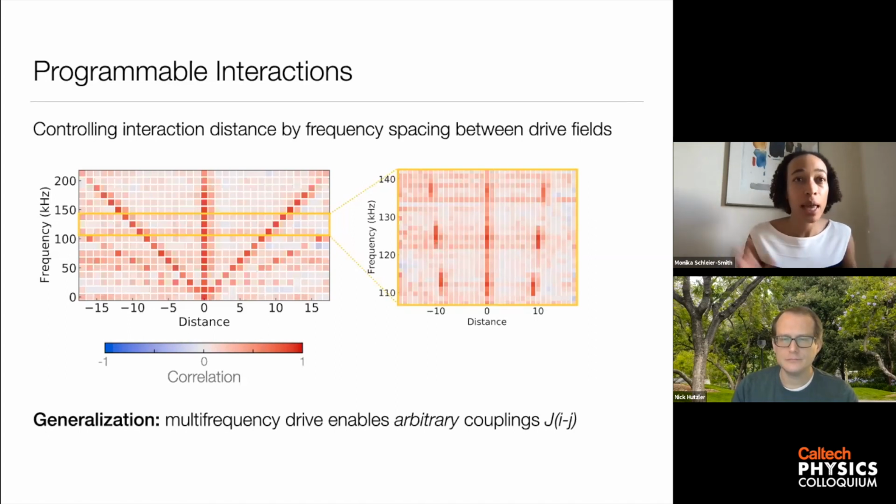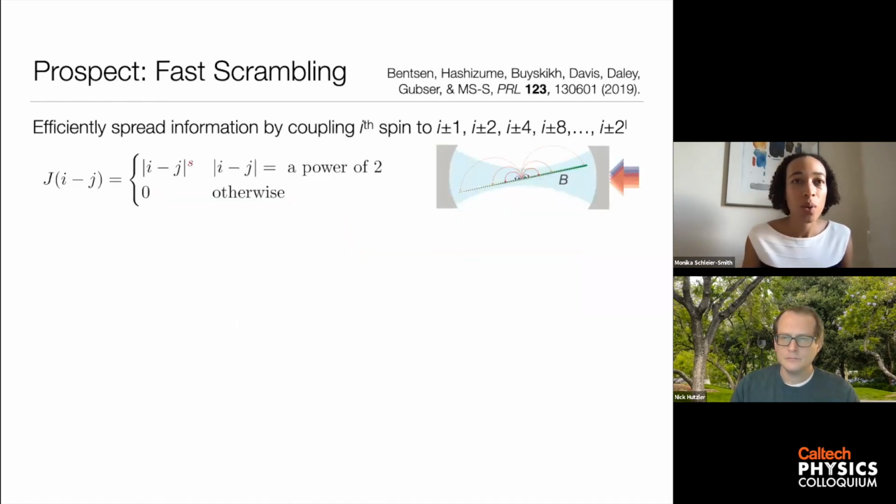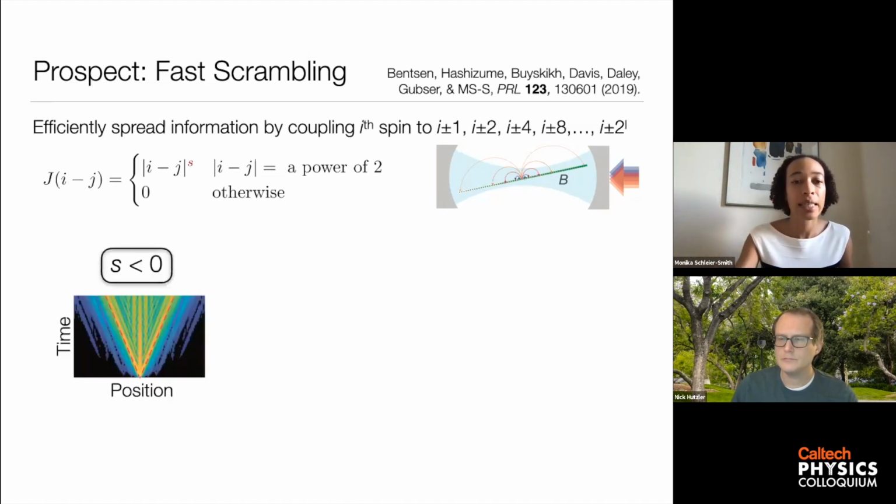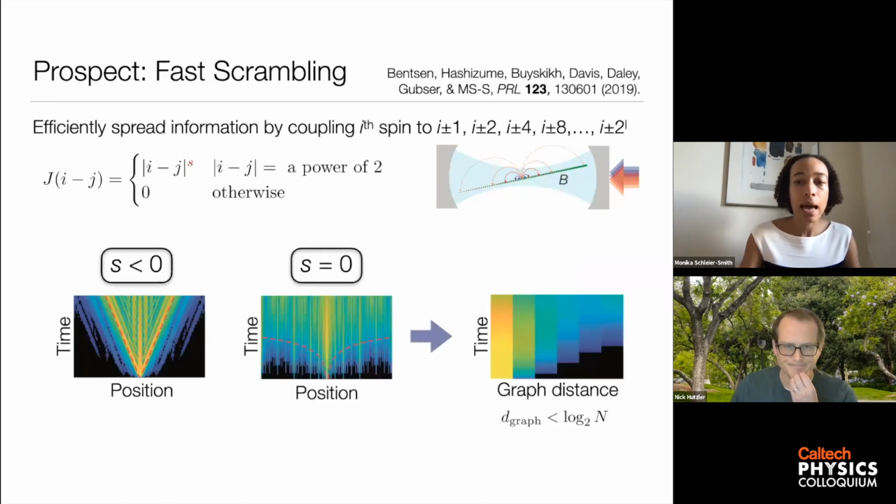In principle, this generalizes, right? If I have multiple drive frequencies, I can have arbitrary couplings versus distance. One of the contexts where we're dreaming of applying this is building models where you can very efficiently scramble information. For example, if you had couplings at even just a few distances that are, let's say, all powers of 2, then in a number of hops that's logarithmic in the size of the system, you could get from one point to any other. And that type of model looks conducive, based on some theoretical work, to fast scrambling.